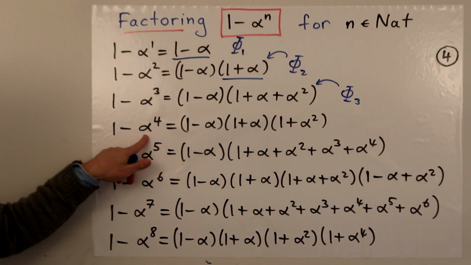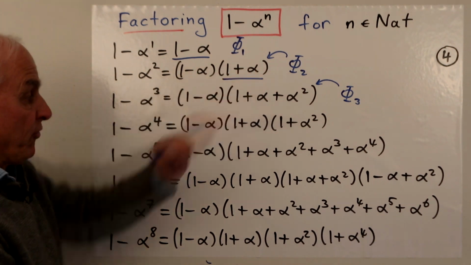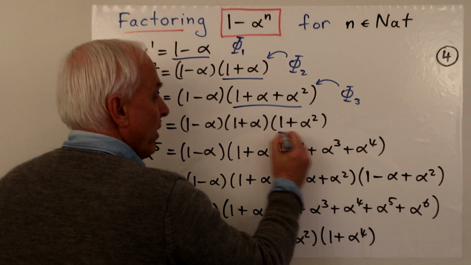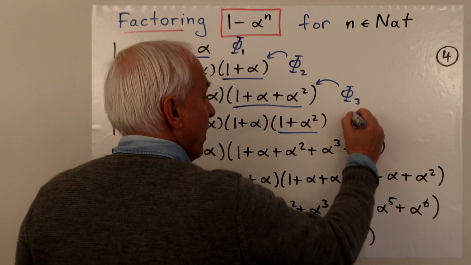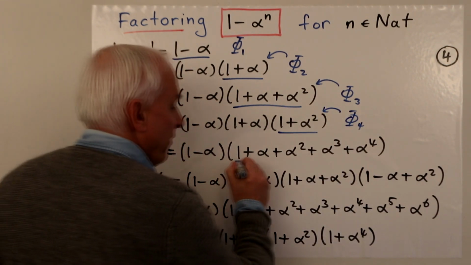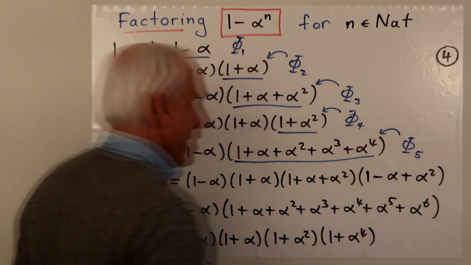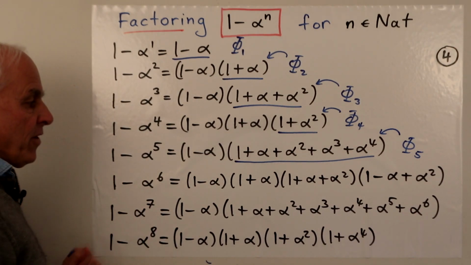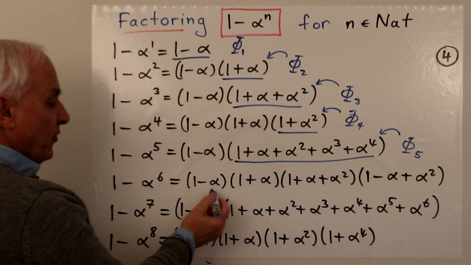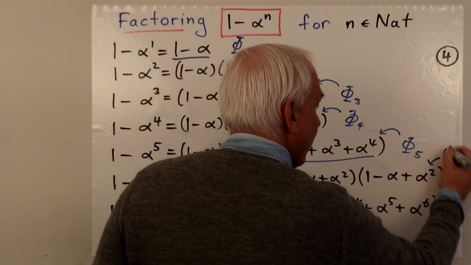With 1 minus alpha to the 4, we've gotten 1 minus alpha, of course, already. We've gotten 1 plus alpha. That was phi sub 2. 2 divides 4. So this last one here is going to be phi sub 4. With n equals 5, well, obviously this thing here is going to be phi sub 5. And with n equals 6, this one we've already seen, that's phi sub 3. That one we've already seen, that's phi sub 2. This one we've already seen, that's phi sub 1. And this one here is phi sub 6.